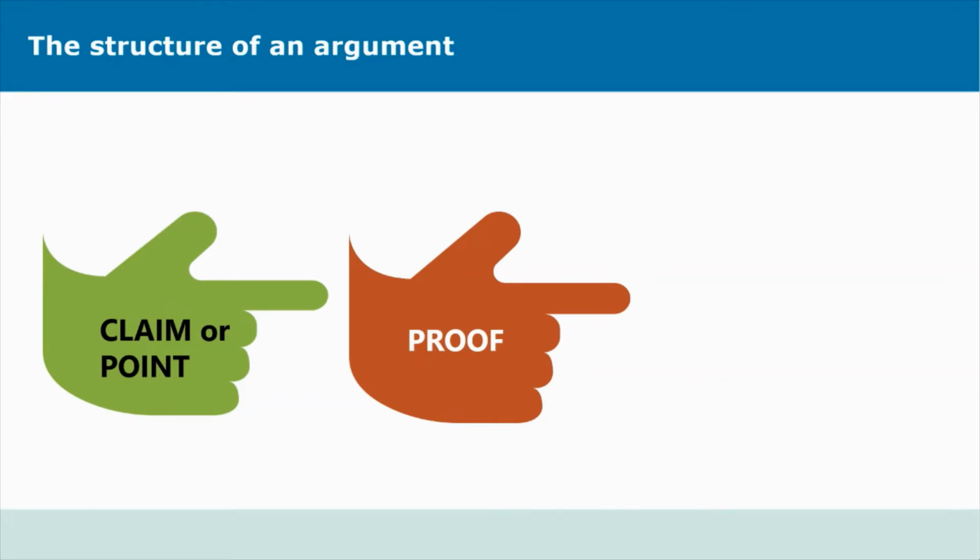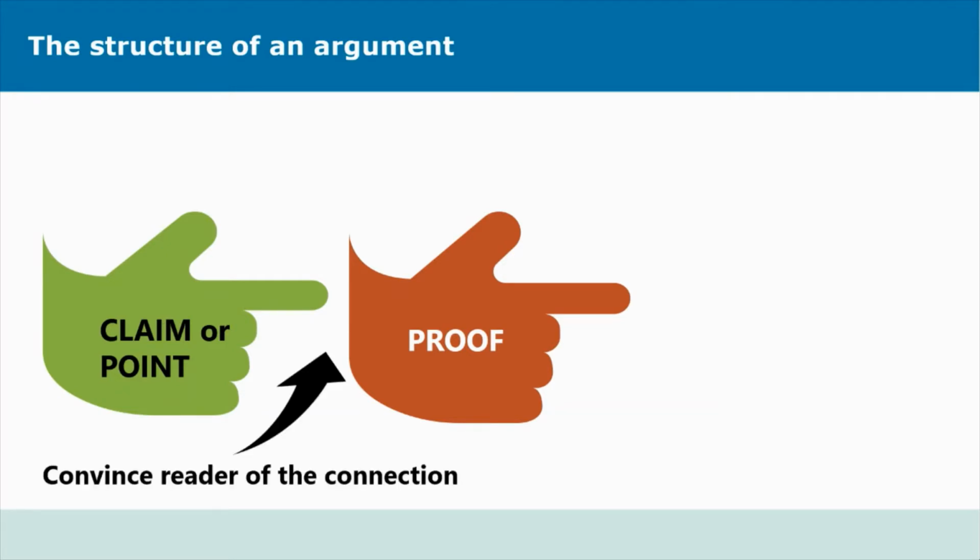However, it is important to recognise that the relevant evidence does not automatically prove a claim. There is usually some work to be done to convince your reader that there is a connection between the claim or point and the proof. In other words, how and why does this evidence inform your thinking? This is part of the argument and is sometimes called an explanation or evaluation.